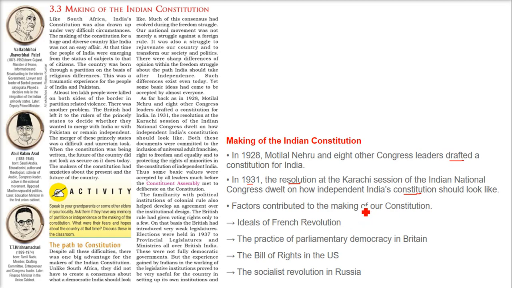So we took good things from various good constitutions. From the French Revolution we took the ideals specifically related to freedom of various things, like freedom of expression, etc. Then the parliamentary democracy, which is practiced in Britain, we took from there. From the United States we took the Bill of Rights, and from the socialist revolution in Russia, we took the socialist thoughts.